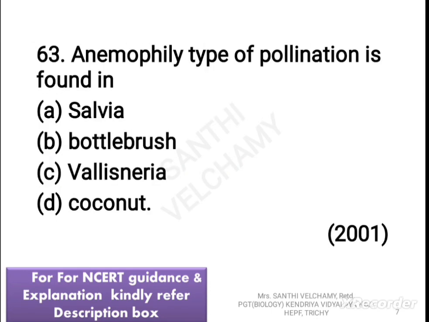Anemophily type of pollination is found in A. Salvia, B. Bottle brush, C. Vallisneria, D. Coconut. Can you find the correct answer? It is coconut. D. Coconut.